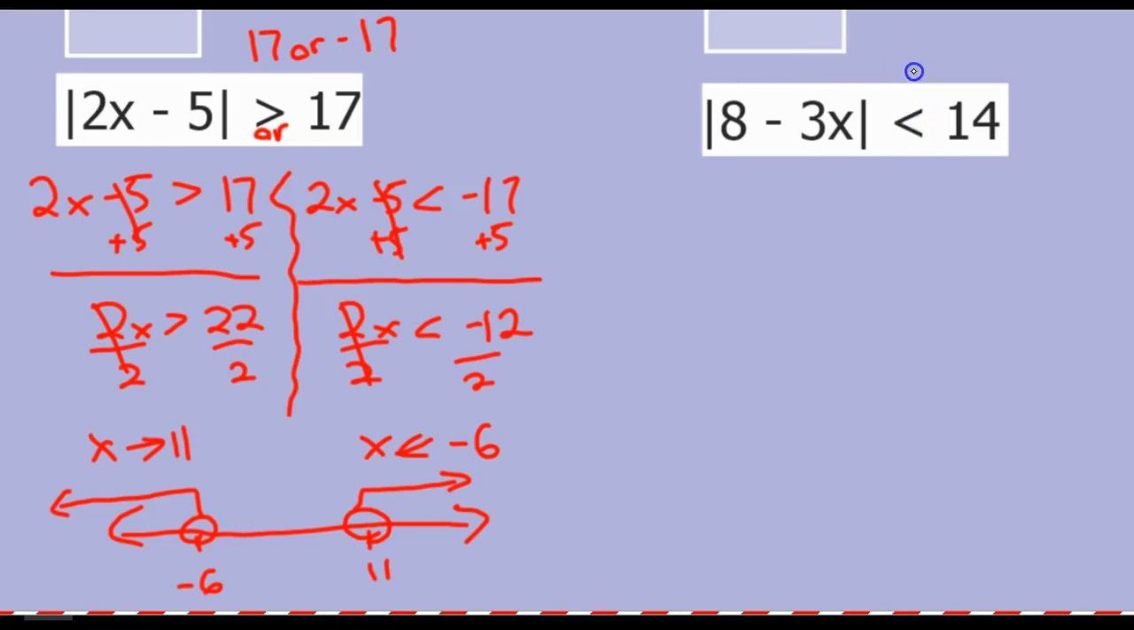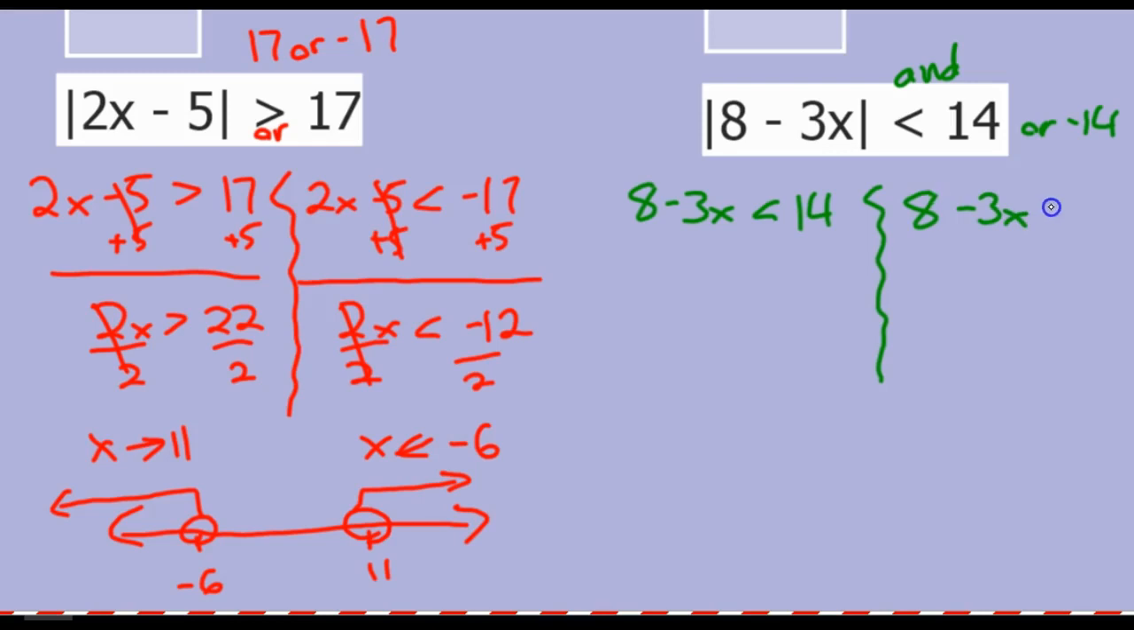Here we have a less than symbol, so we know it's going to be an and. We know our solution is either going to be 14 or -14. So if we write our inequalities, we'll have 8 minus 3x is less than 14, and 8 minus 3x is greater than -14.